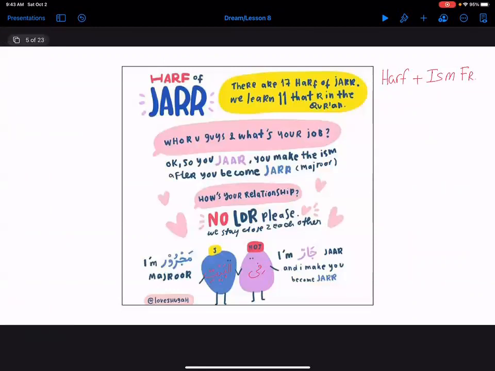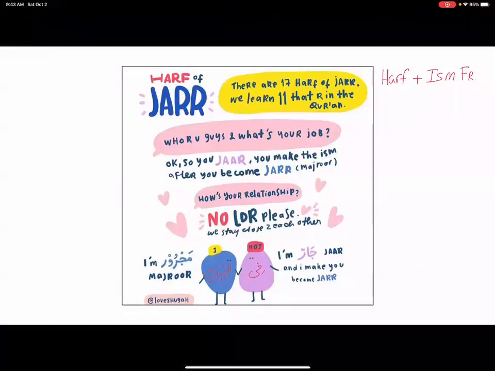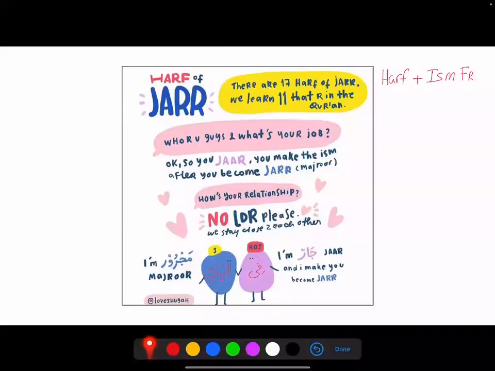Okay, so now harfu jar. There are 17 harfu jar in total, and we are going to learn 11 of them because they are used in the Quran. We are not interested in the rest of them; our focus will be only the 11 which are used in the Quran Pak.